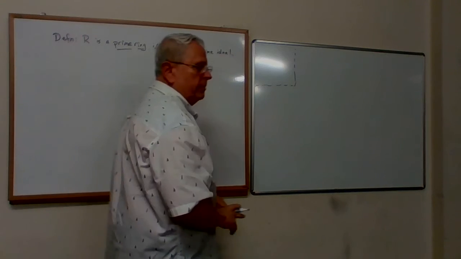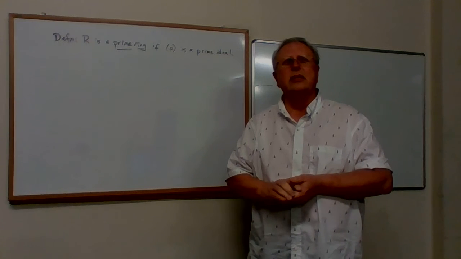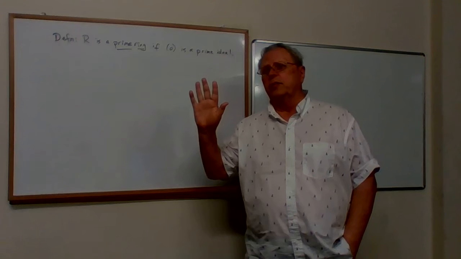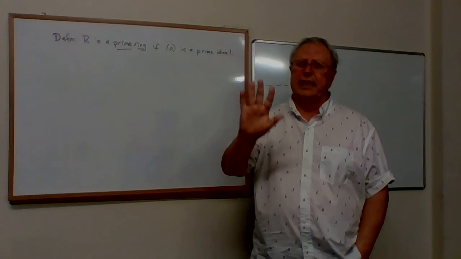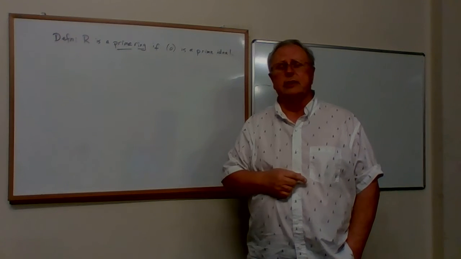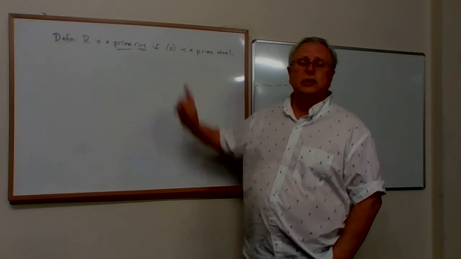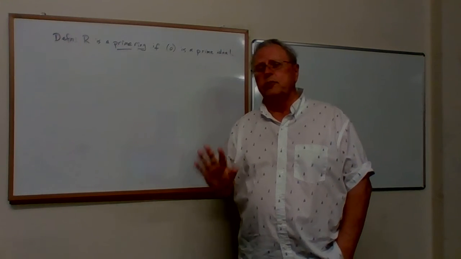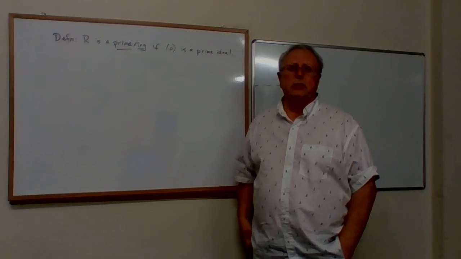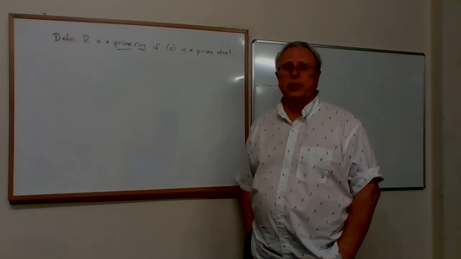Now you remember from last time, hopefully, that what it means to be a prime ideal is that if P is a prime ideal, then if the product of two ideals is contained in P, then one or the other or both of the ideals must be contained in P. In this case, P is the zero ideal. So if the product of two ideals is zero, then one or the other ideal has to be the zero ideal.